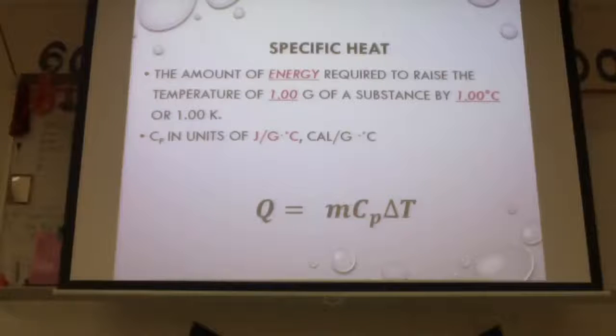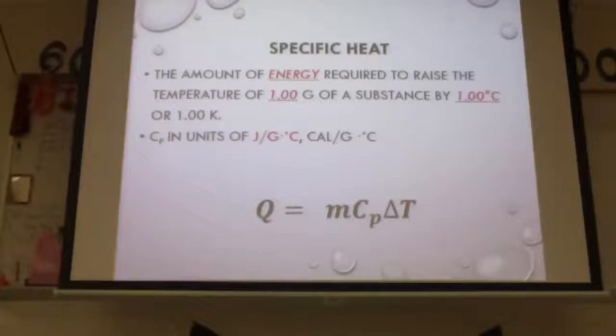Please write this in the margin somewhere. 1 calorie, and that's calorie with a lowercase c, 1 calorie is equal to 4.18 joules. So 1 calorie is equal to 4.18 joules. Before we move on, I just want to give you guys a little background on the whole lowercase versus uppercase calorie.